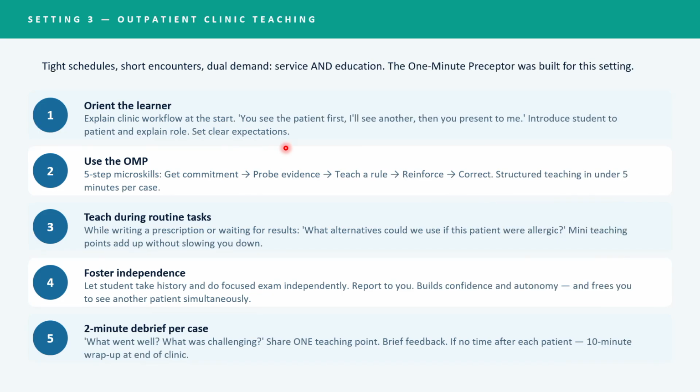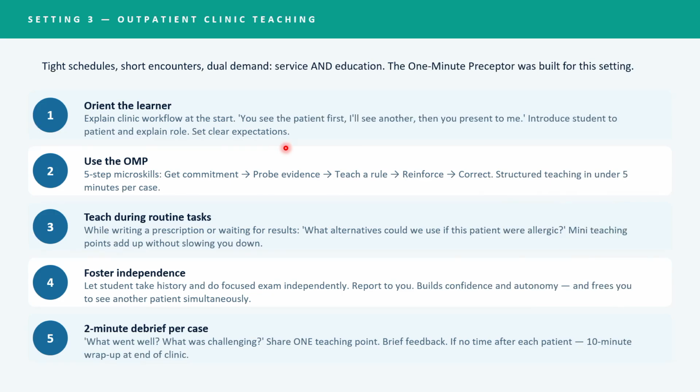And you have to teach during routine tasks, for example, while writing prescriptions or waiting for results. What alternatives could we use if this patient were allergic to this drug, for example? Because many teaching points add up without slowing you down.